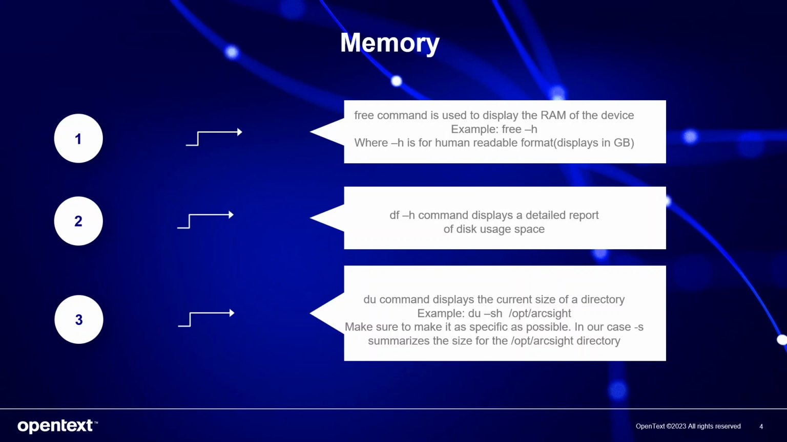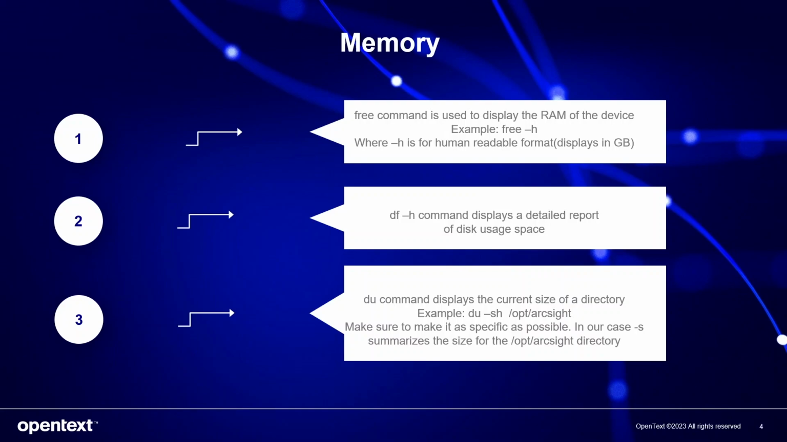The free command is used to display the RAM of the device. Example: free -h, where -h is for human readable format and displays the RAM in gigabytes. Keep in mind if you don't type in -h at the end of free, it will display the information in kilobytes, which might not be something you want. You can also display it in megabytes. I'm going to show it in the practical examples section.